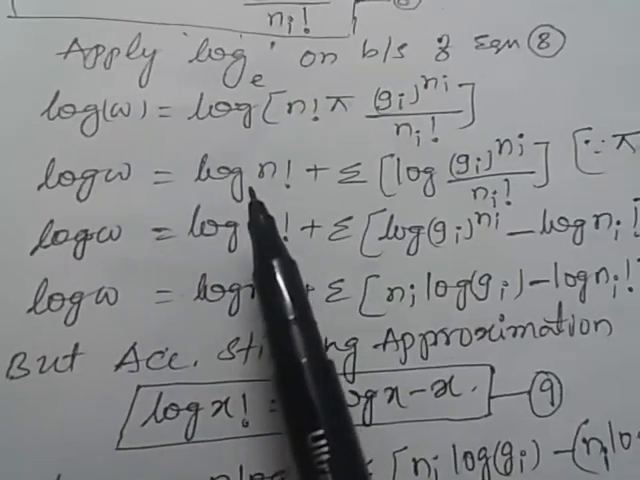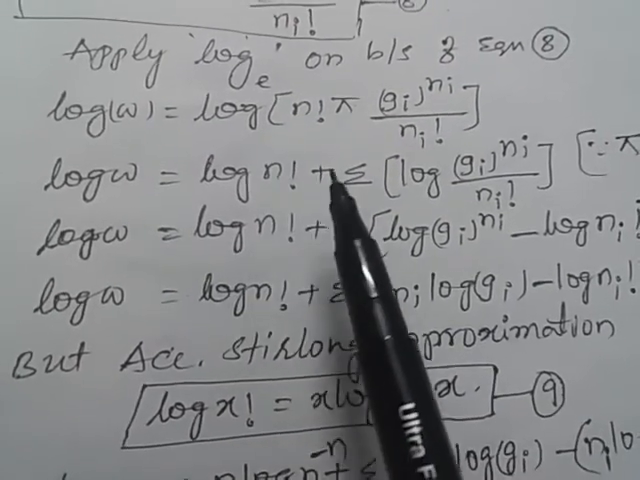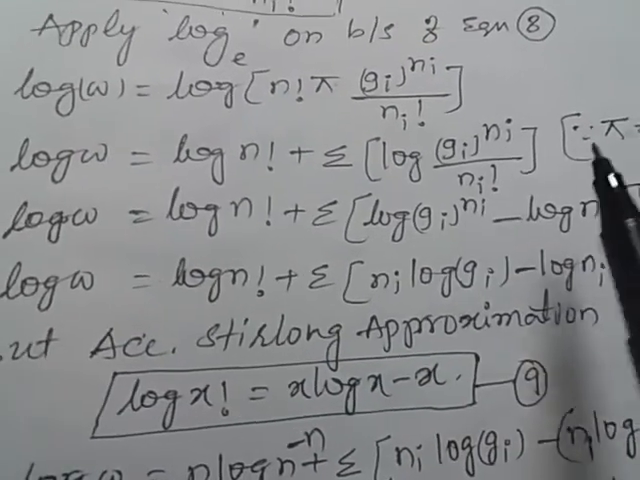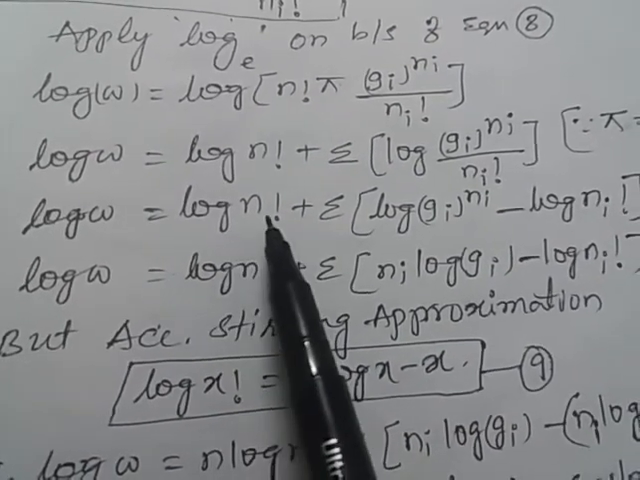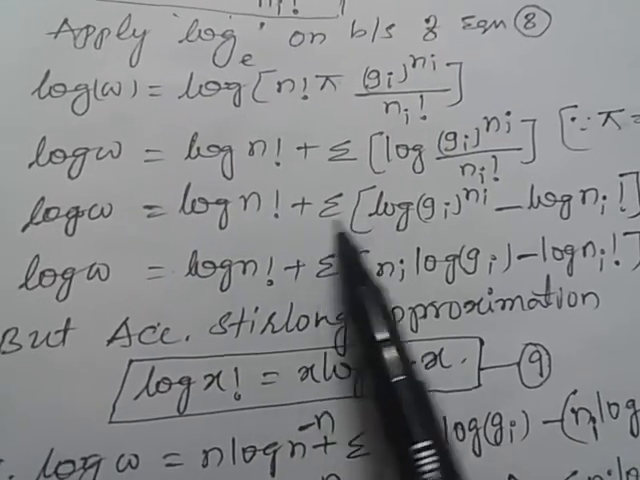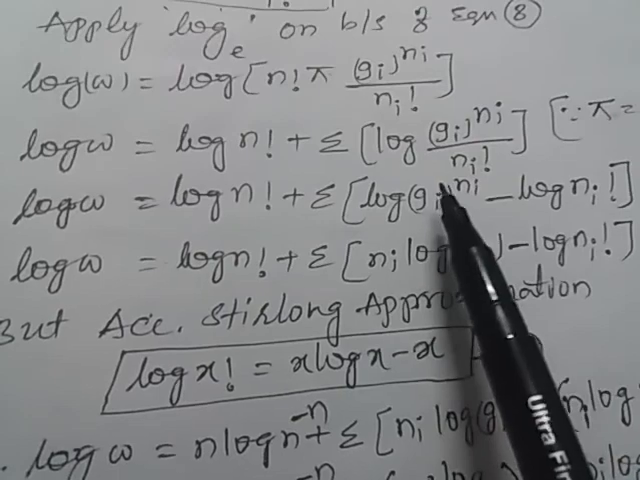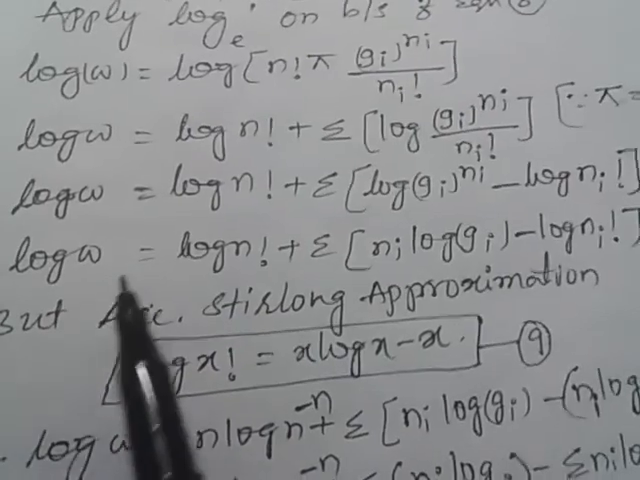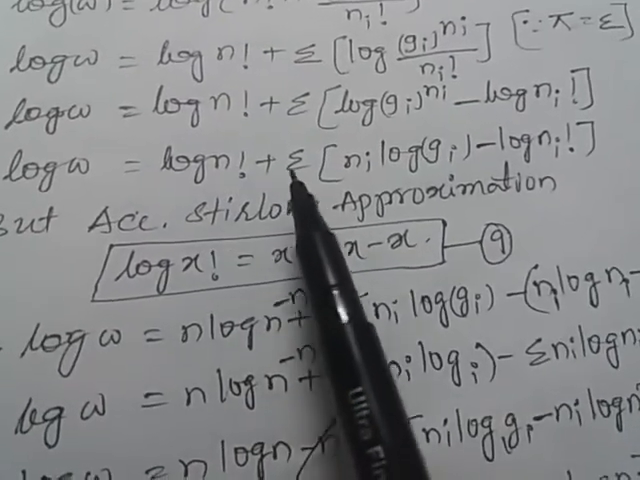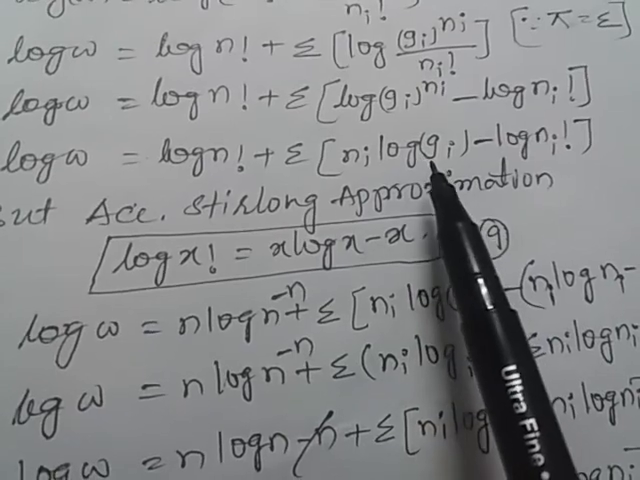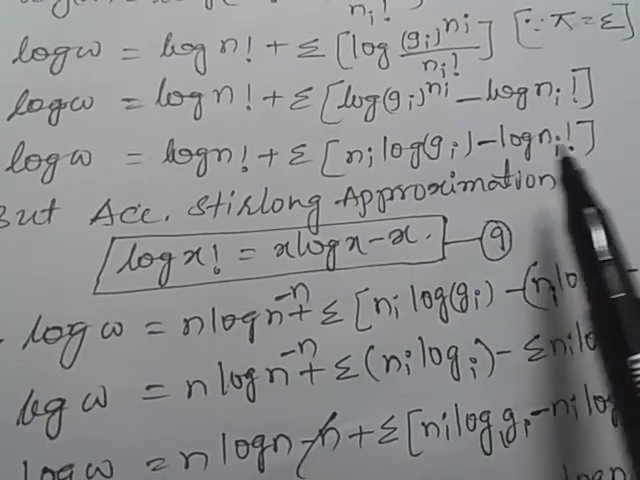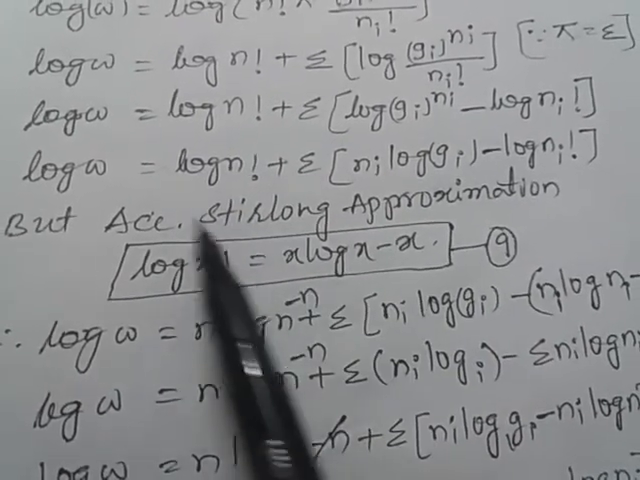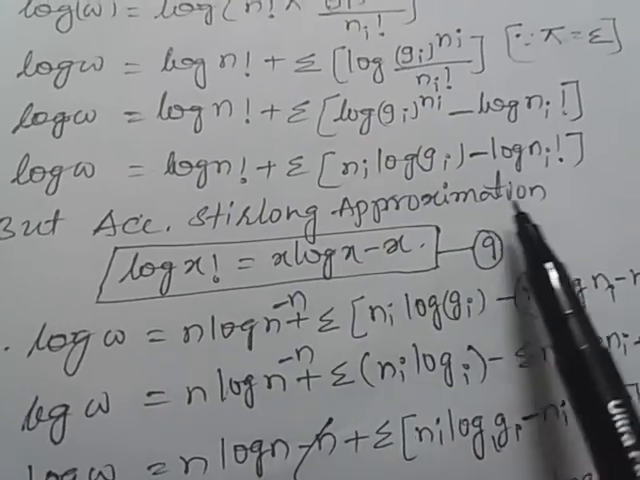So log omega is equal to, using log of a into b, log N factorial plus log of the product, which is a sum, of gi to the power of ni by ni factorial. Therefore log omega is equal to log N factorial plus sigma of log of a by b, so log gi to the power of ni minus log ni factorial. So we can write log omega is equal to log N factorial plus sigma of ni log gi minus log ni factorial.